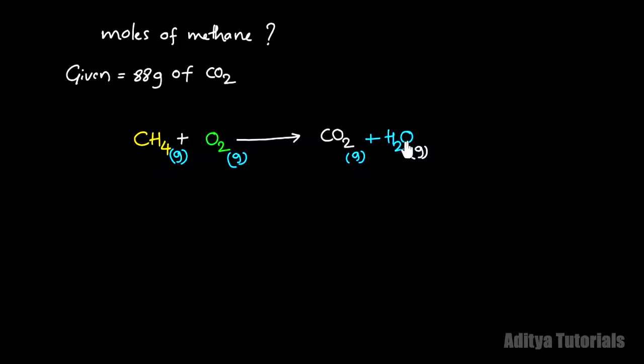Let's check whether the given equation is balanced or not. Here one carbon, here also one carbon. Here 4 hydrogens are there, but on this side we have only 2 hydrogens, so I multiply this water molecule with a 2. Now hydrogen gets balanced. And what about the oxygen? Here we have 2, here 2, so 4, but here we have only 2. Therefore I multiply this with a 2. Now this is a balanced chemical equation.